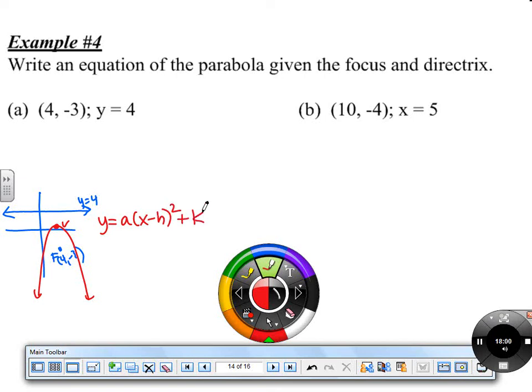What I do know about my vertex is that it's lined up with this focus, which means the x-coordinate still has to be 4. So I know for the vertex it's going to be 4, something. It's above the focus, so the y-coordinate is going to be higher than negative 3. And it actually has to be exactly between where the focus is at negative 3 and where the directrix is at positive 4. So I basically have to find out which number is halfway between negative 3 and positive 4. If I add those two together and divide by 2 to find the middle of them, I get 1/2. So I get that my vertex is at 4, 1/2.